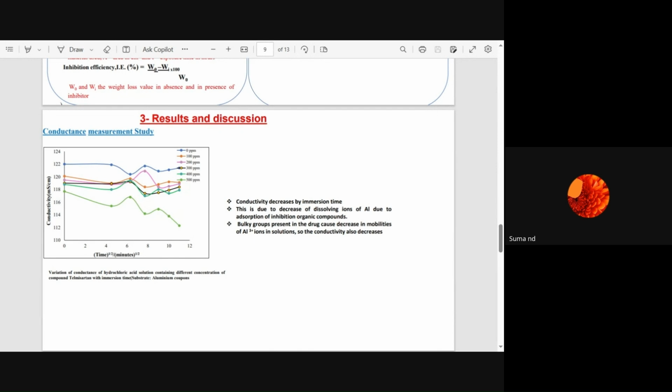Yes, sir. I also tried, but as the concentration increases, the inhibition decreases and the corrosion rate increases. This drug is not much soluble in HCl medium. Okay.